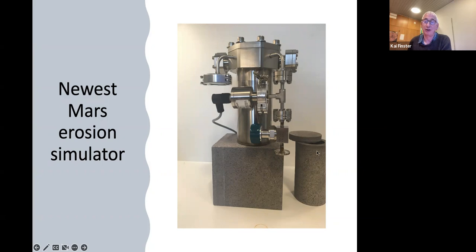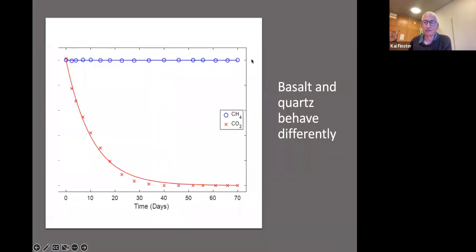You can see it here, a kind of urn. We filled it with basalt, and then we put it in this container that we built. It took some time to get it tight, but now it's tight. And then we could measure the pressure, and we had some windows here where we could measure the gases spectrophotometrically. This was methane in a Martian atmosphere, so methane in an atmosphere that consisted mainly of CO2. And the result was quite interesting and surprising.